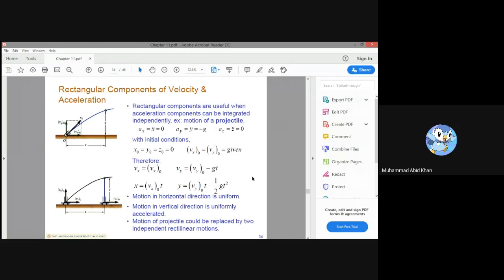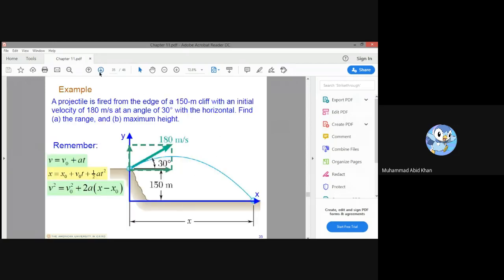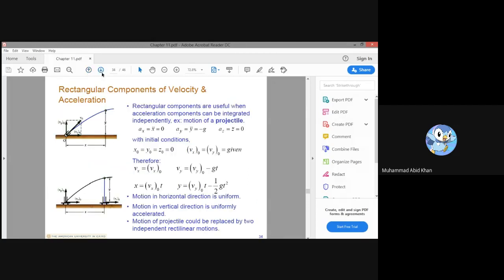The motion in the horizontal direction is uniform. Okay, that's one point. And the second, the motion in the vertical direction is uniformly accelerated. Okay, the motion of a projectile could be replaced by two independent rectilinear motions. The example is very nice, as given in this slide, representing what we study here.